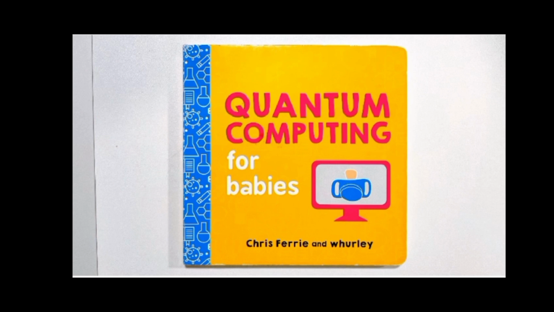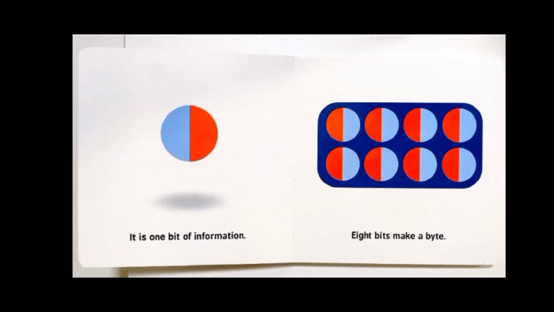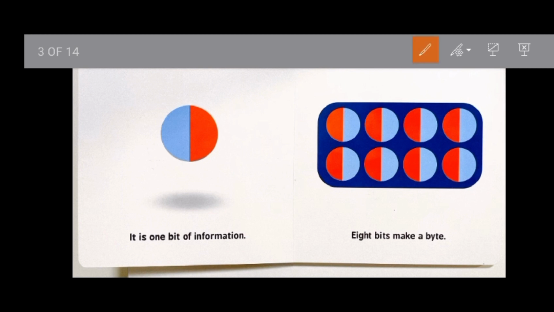Okay, the book that I will be using for now is Quantum Computing for Babies by Chris Farley and Wurle. This is a very nice book, by the way. So first of all, let's talk about what is a bit. It says that the first term there is a bit of information. So what is a bit basically?